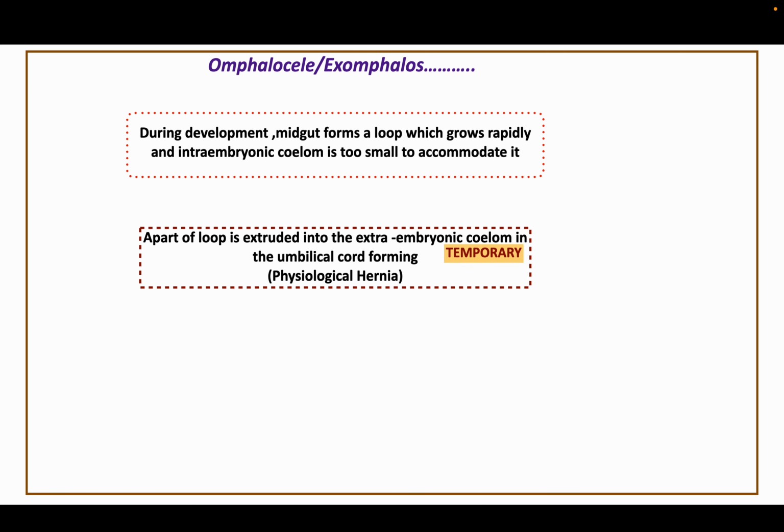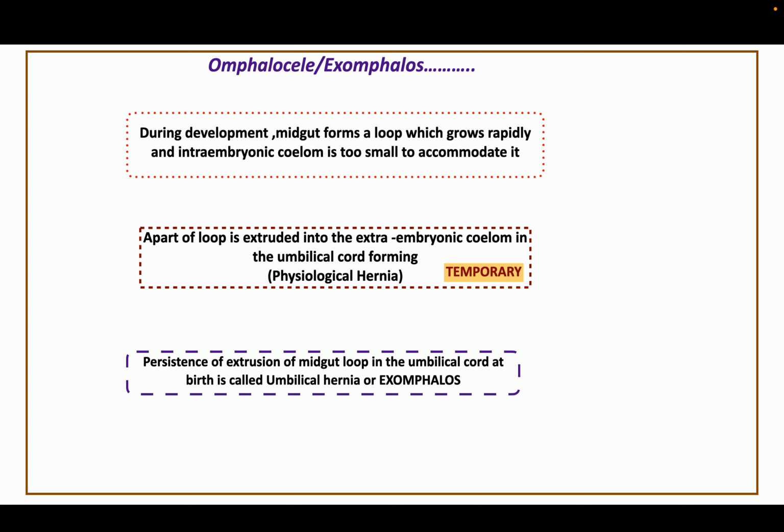Basically, this hernia is temporary. With passage of time, the loops return to the abdominal cavity, so the defect is covered. But if the extrusion of the midgut loop in the umbilical cord persists, at birth it is called umbilical hernia, or exomphalos, or omphalocele. This anomaly happens when there is no option for the midgut loop to return to the abdominal cavity.